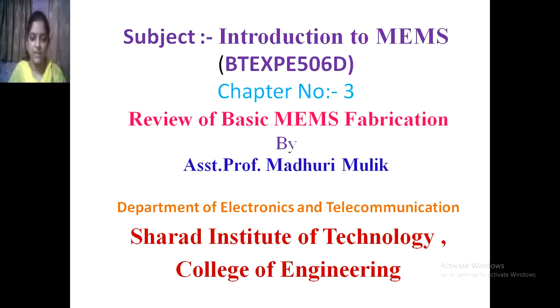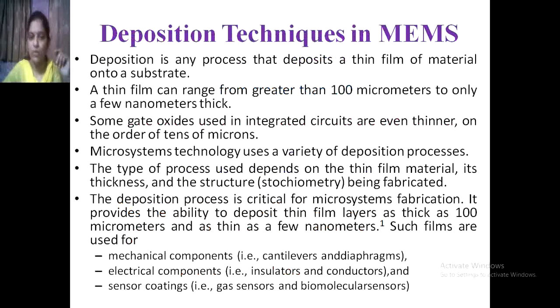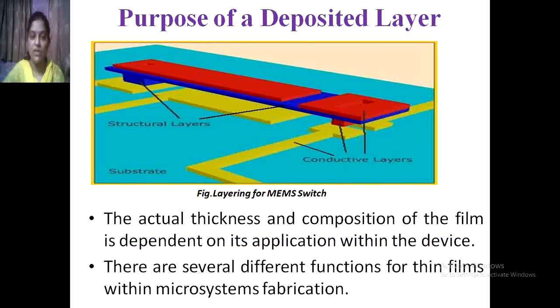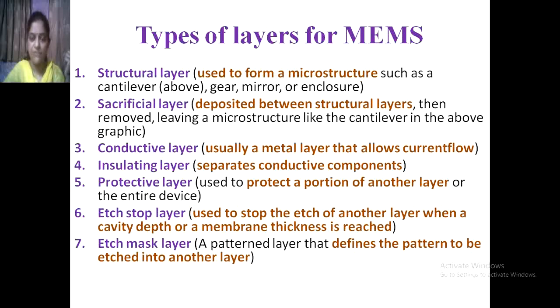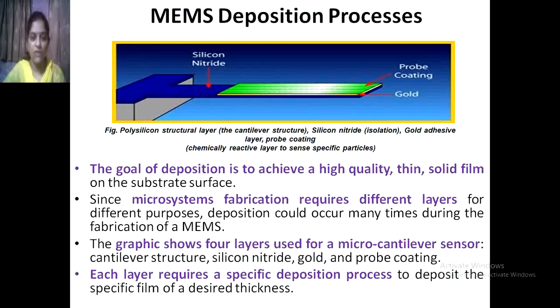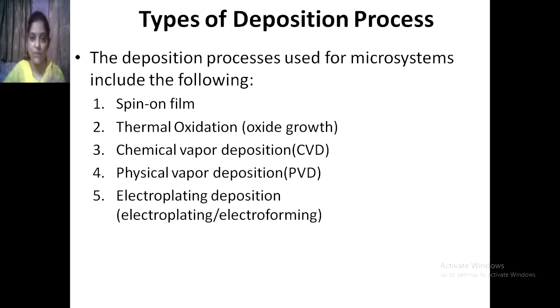In the last sessions, we have covered many points from chapter number 3. So let us take one overview. We have seen the deposition techniques, examples of deposition, why deposition is done and what its purpose is, which types of layers are used in MEMS fabrication, and according to the types of fields, which are the applications. Then we saw one MEMS deposition process example, the micro cantilever sensor. Then we have seen the types of deposition.